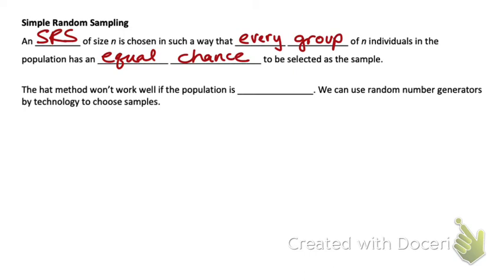Here's the problem with the hat method, you guys. The hat method doesn't work very well if the population is too large. Why is that? It's too many. It won't fit. I know they have 10-gallon cowboy hats, but come on, right? It's too big for a hat. So we can use a random number generator in order to choose our sample. Or we can use a table.